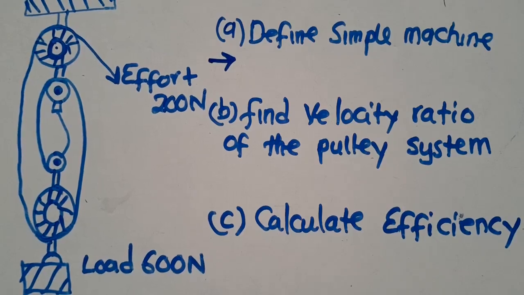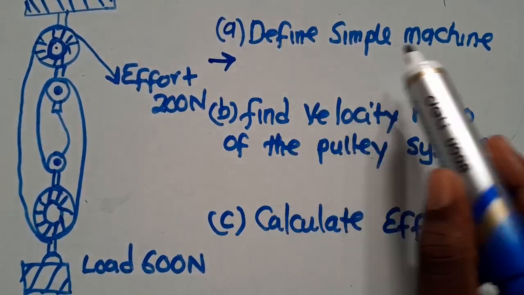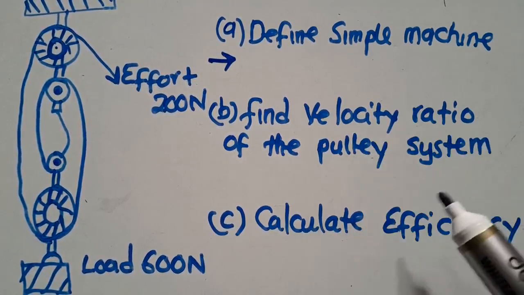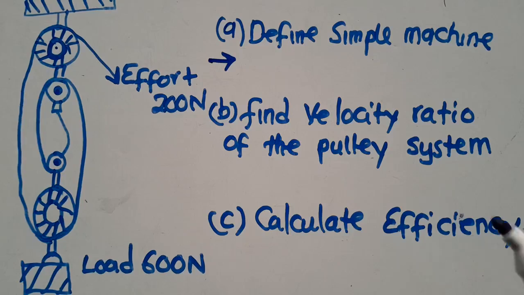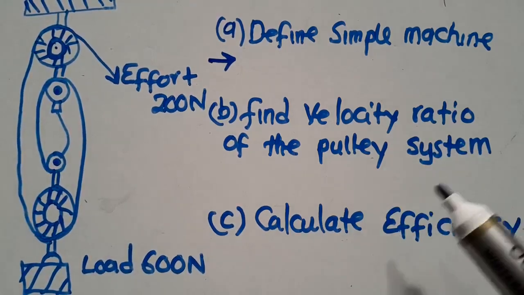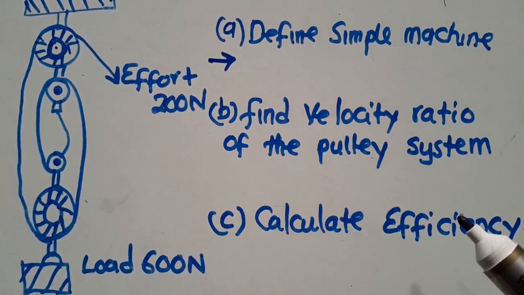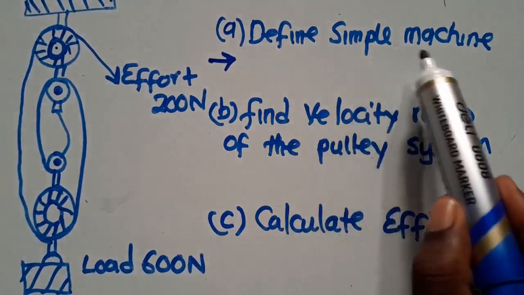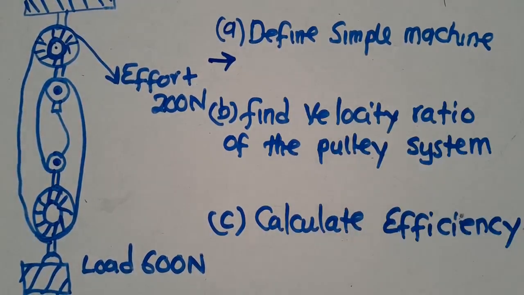Okay, so the first question is saying define simple machine. How do we get to define a machine? Like I always tell you, I will not only teach you how to answer these questions, but these questions should enable you to answer other questions. So we are going to discuss and revise through these questions together. We know that a machine makes our work easy. So the way in which we get to define a machine is this way.